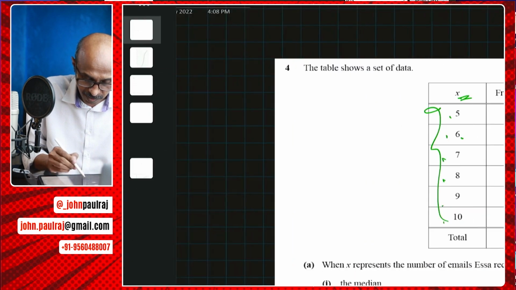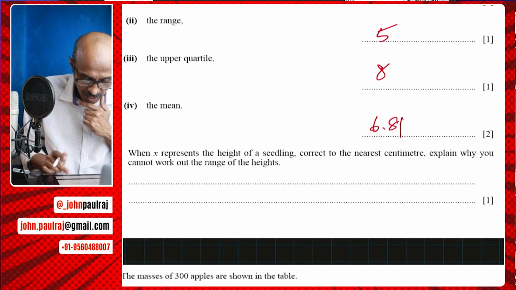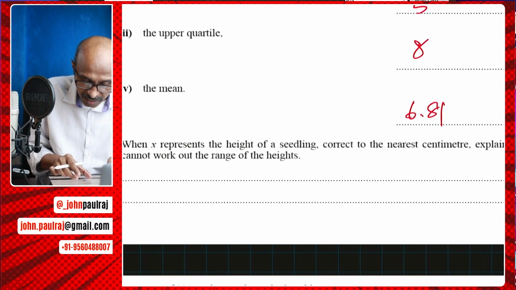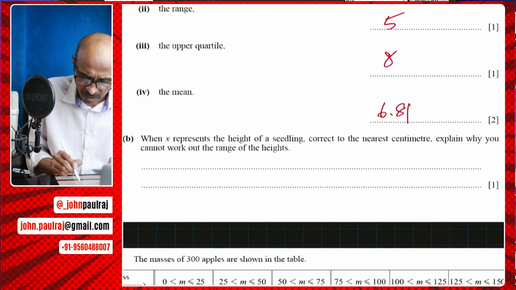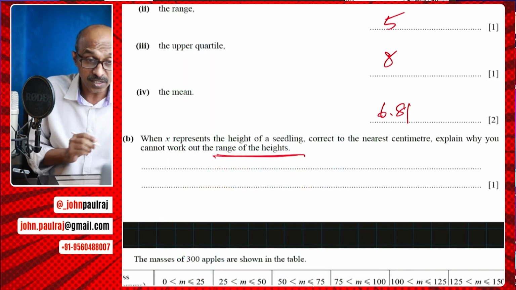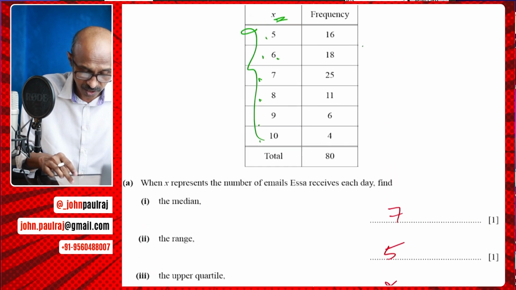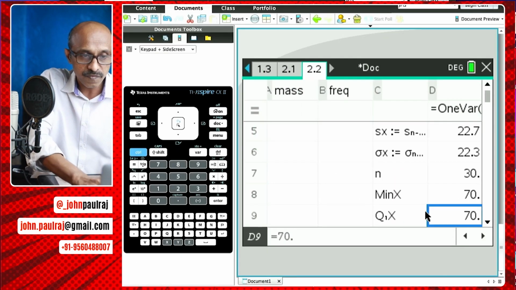And here in this particular question with the ungrouped frequency distribution, you got a statement here which says when X represents the height of a seedling, can you guys see this question clearly? When X represents the height of a seedling, correct to the nearest centimeter, explain why you cannot work out the range of the heights. I mean, I just showed you on the calculator, right? I just showed it to you that the range is max minus min. You remember? Come back to that. That is the first question.